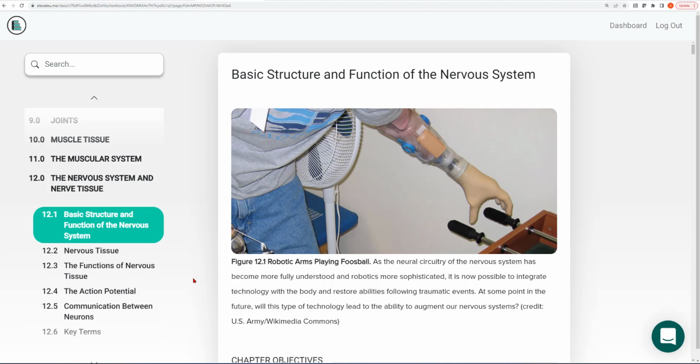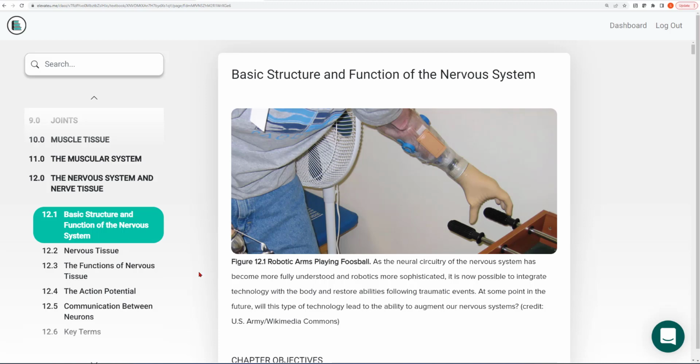Hello everyone and welcome to the first discussion on exam 3. We are beginning a journey through the nervous system, and this journey is going to be the only exam of the semester where our focus will be on one body system, the nervous system.